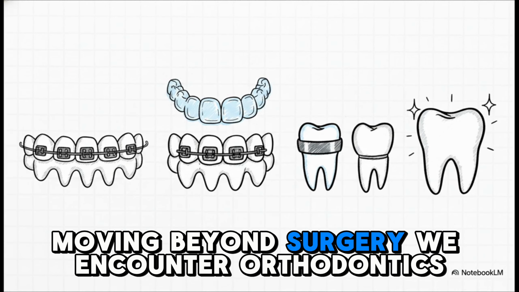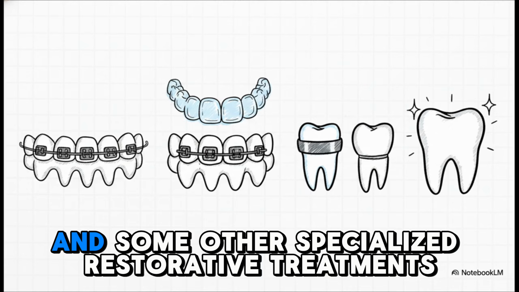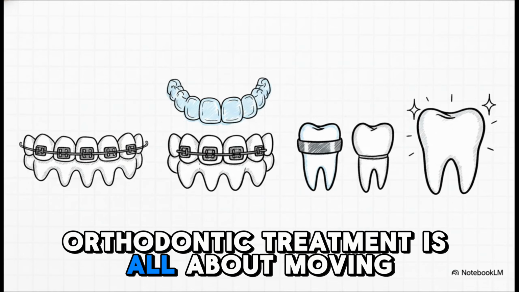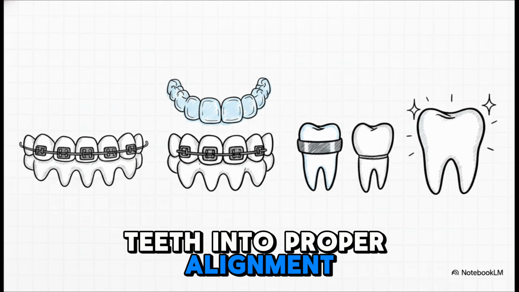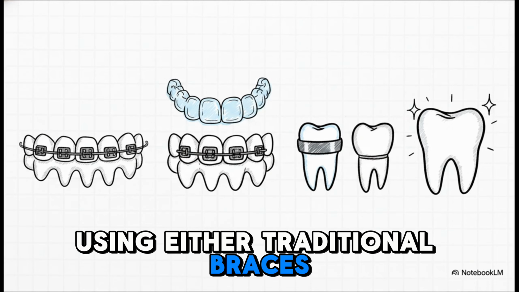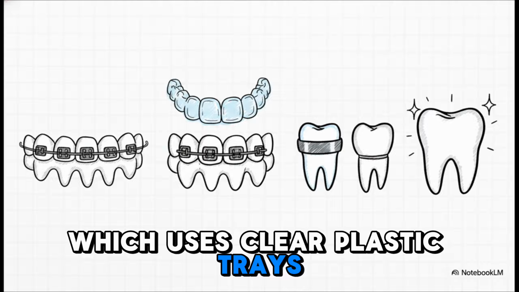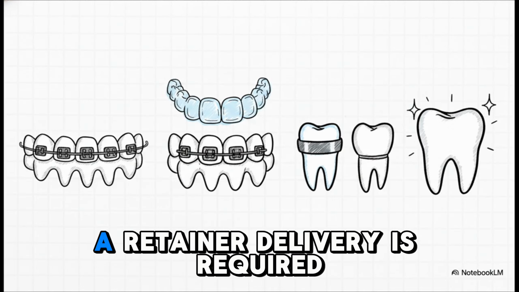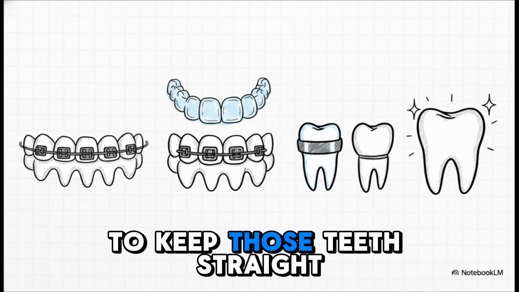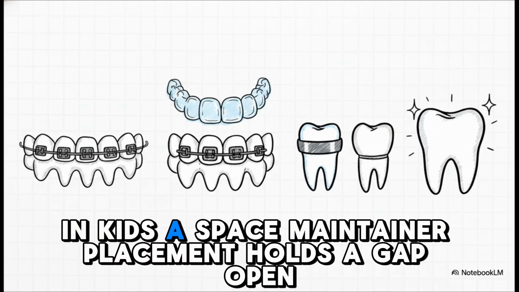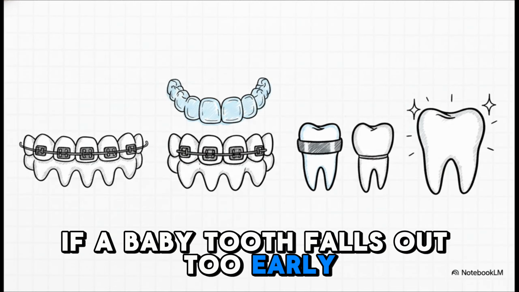Moving beyond surgery, we encounter orthodontics and some other specialized restorative treatments. Orthodontic treatment is all about moving teeth into proper alignment, using either traditional braces, wires and brackets, or Invisalign treatment, which uses clear plastic trays. Once that treatment is done, a retainer delivery is required to keep those teeth straight. In kids, a space maintainer placement holds a gap open if a baby tooth falls out too early.